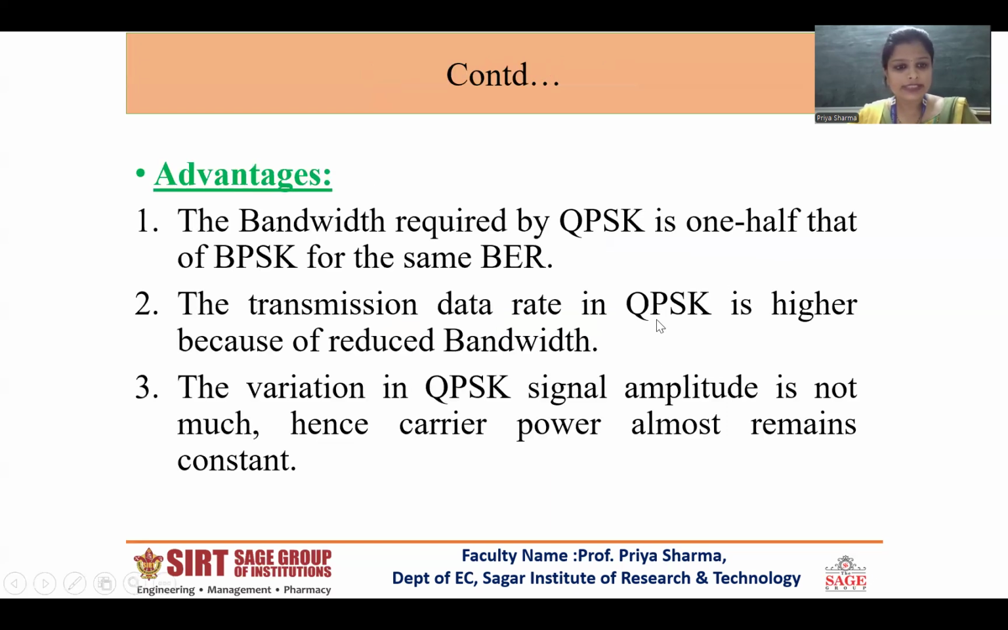Coming to the advantages, the bandwidth required by QPSK is 1/2 that of BPSK for the same bit rate. The transmission data rate in QPSK is higher because of reduced bandwidth. The variation in QPSK signal amplitude is not much. Hence, carrier power almost remains constant.